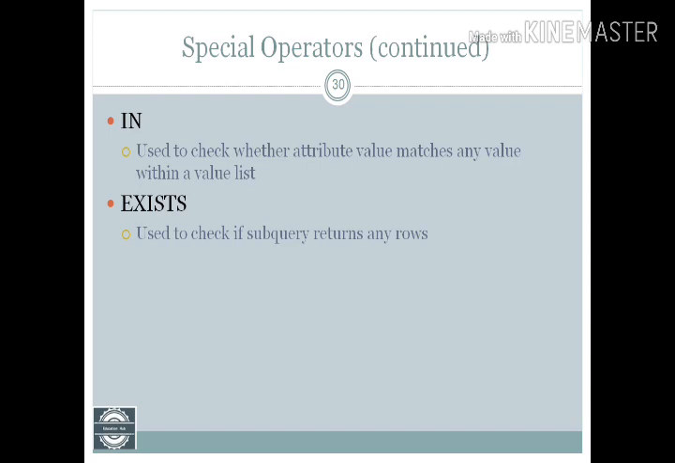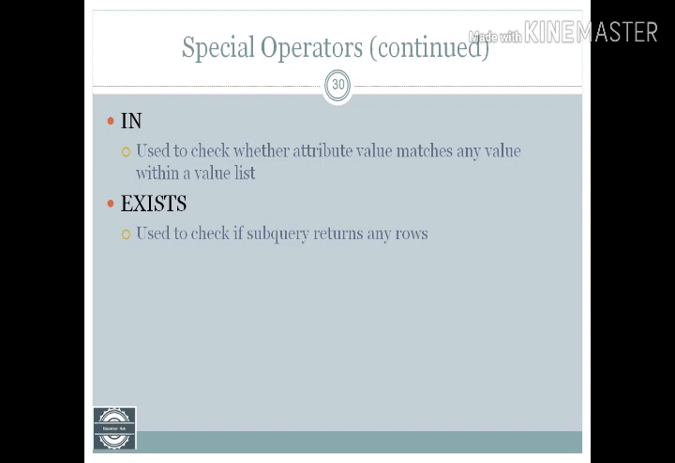IN is used to check whether an attribute value matches any value within the value list. Suppose our value list is given, and we have to choose any value from it, and if it matches with another one, then IN will be used. Else EXISTS: that means if the subquery gives you some value, and it exists in the subquery, then only it will return the value.